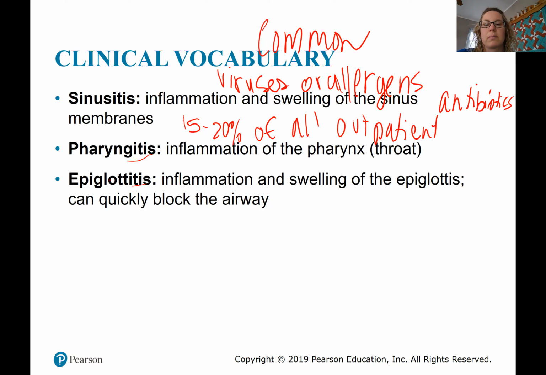A couple other terms: pharyngitis means sore throat. Epiglottitis is basically swelling and inflammation of the epiglottis. Okay, and that can be kind of life-threatening because if it becomes too inflamed, it can block your airway and prevent you from breathing.